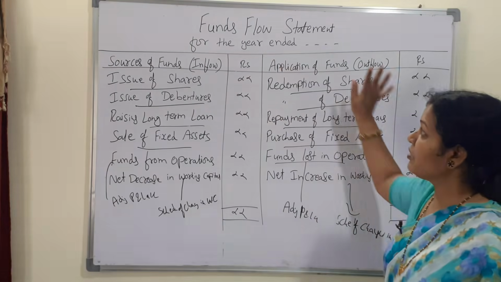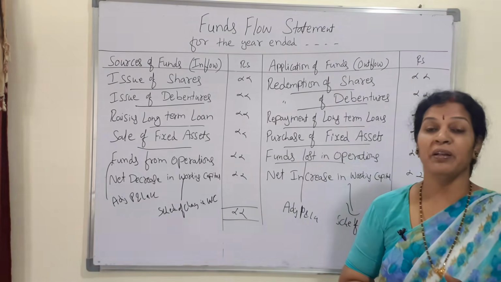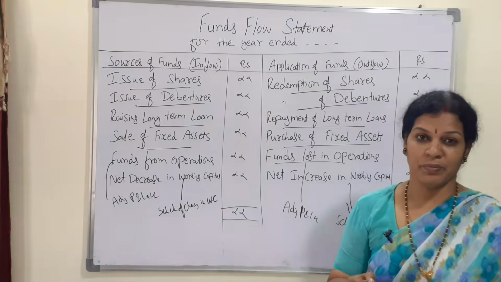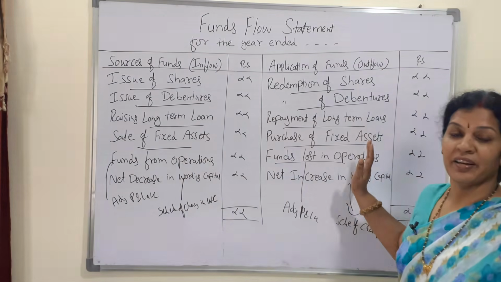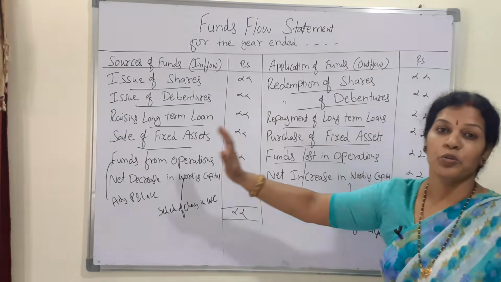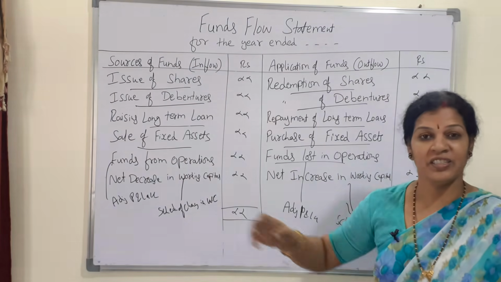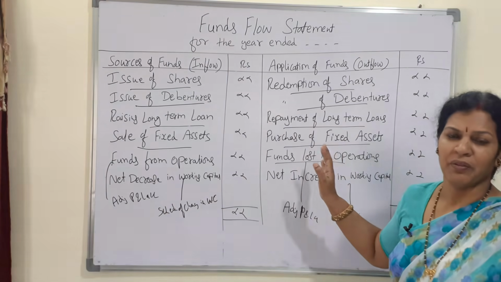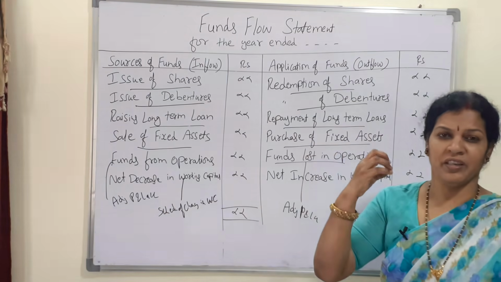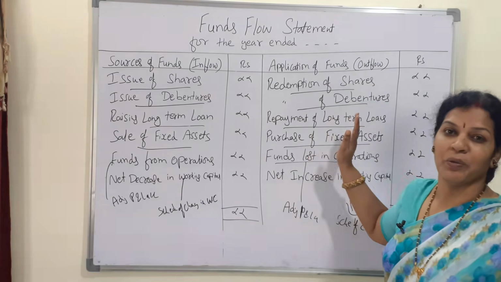Are you able to remember this funds flow statement? The proforma is very important. Let me give you a recap. Funds flow statement is a statement where we write all the sources on the left side and all the applications on the right side. Sources means inflow of funds. Whenever we are getting funds, it's a source. Outflow is application. Whenever we are spending any money, any fund is going out, that's application. We call it an outflow also.